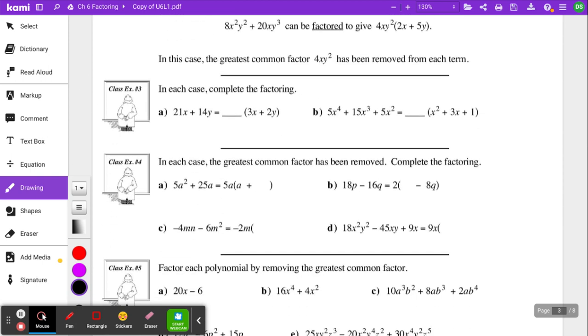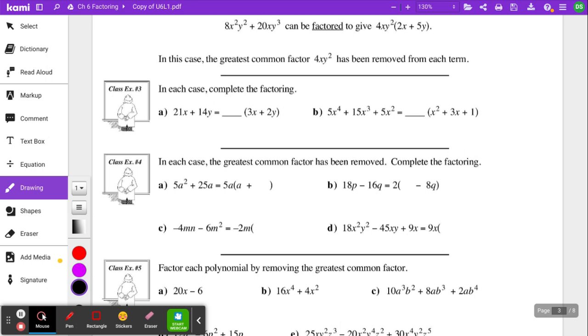All right. When you look at 21x and 14y, we are told to factor this. That means to break it into pieces that multiply together to get back to the original. I'm going to say it one more time. Factoring is breaking apart polynomials or numbers that can be multiplied together to get back to the original.